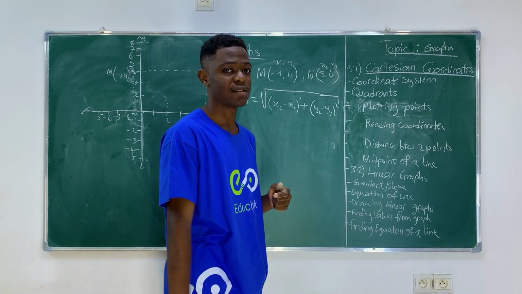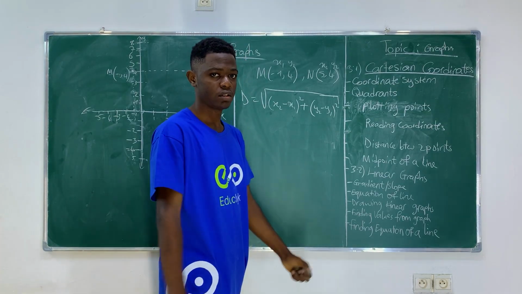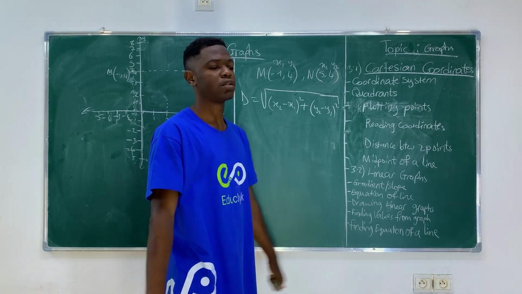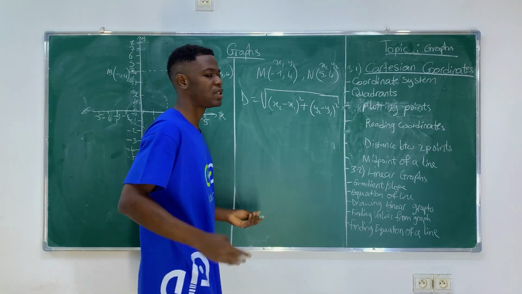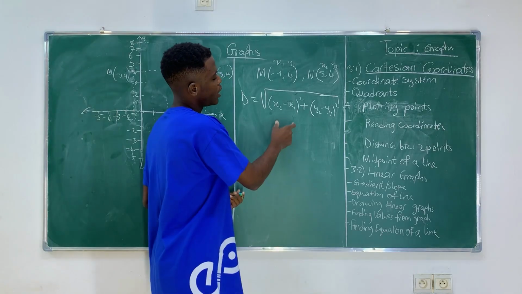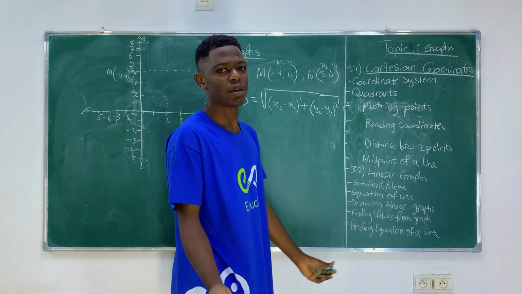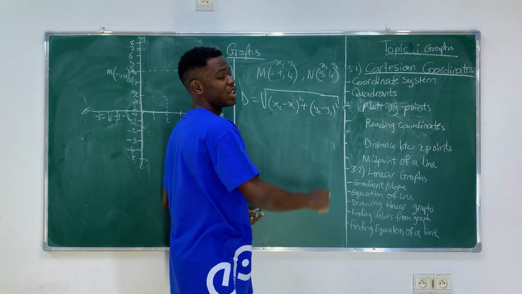Distance is a scalar. It has magnitude but does not have direction. So whether you put x first or y first, you are going to have the same answer, because these squares take care of the signs.